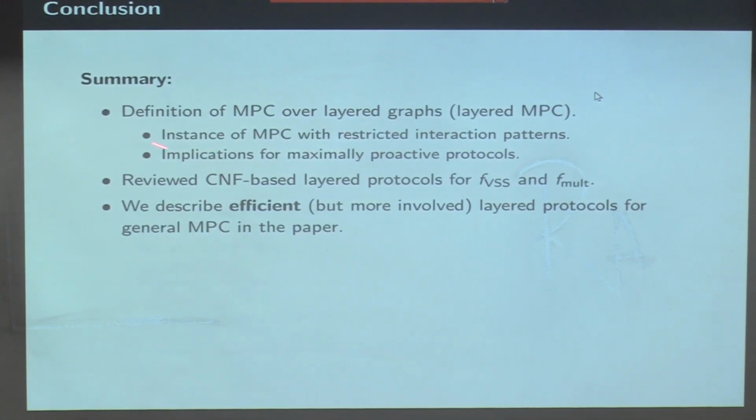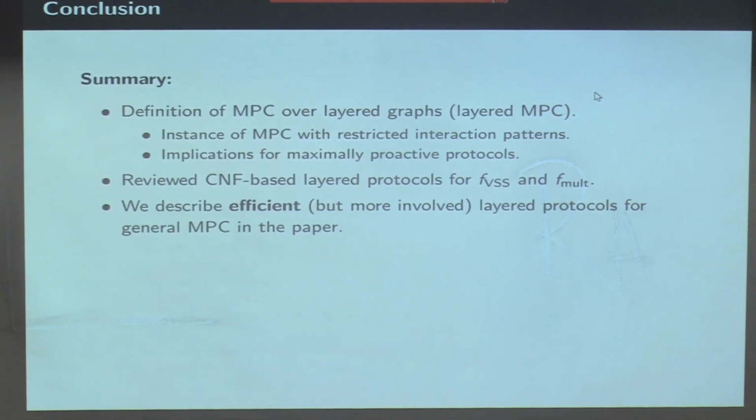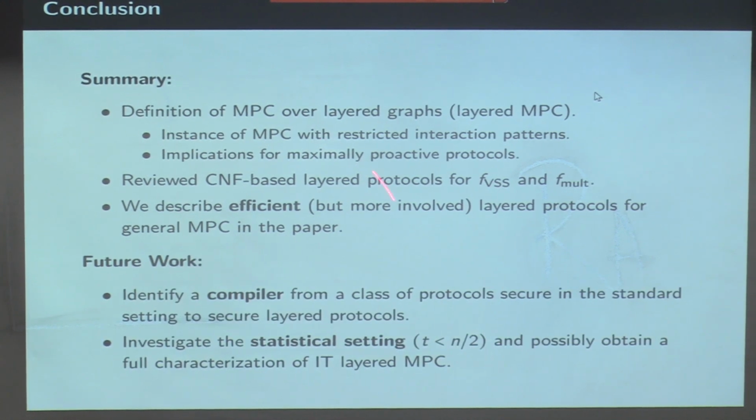So to summarize, we saw the definition of layered MPC. It has restricted interaction patterns and an extremely mobile adversary. In this model, we saw the construction of an MPC, a highly inefficient construction using CNF VSS secret sharing. Once you do this construction, it's easy to see how to go ahead and do the efficient construction. This involves moving the protocols in the standard domain in a safe way to the layered model. And this is given in the paper.